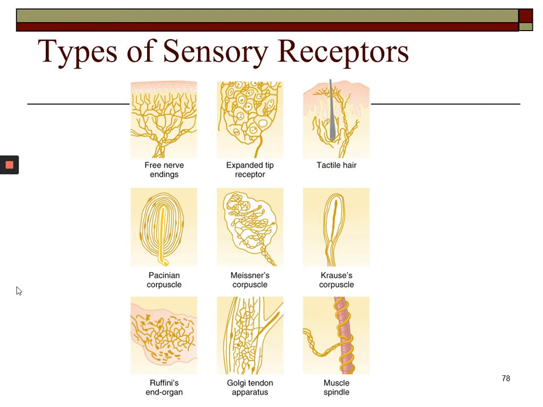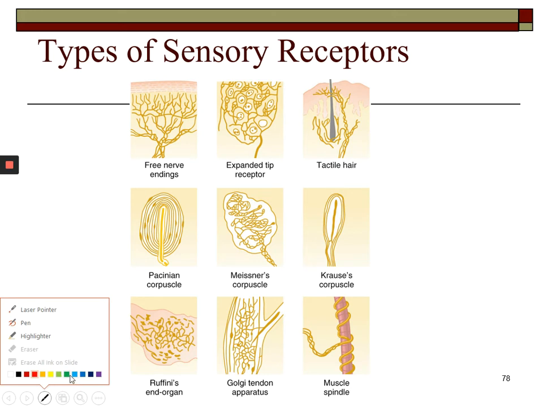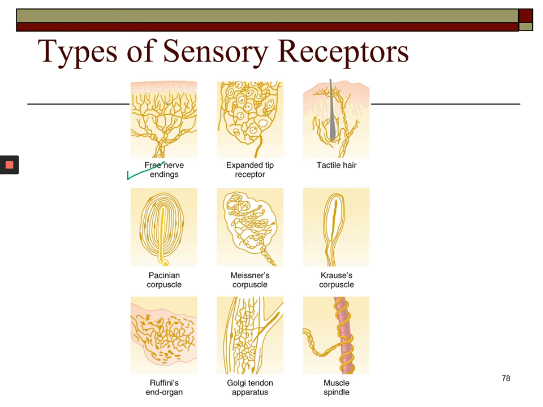Let's see, here are the receptors. As you see here, these are the receptors called free nerve endings, found just under the epidermis. Usually these might detect touch, might detect pain, might detect pressure. Expanded tip receptors are called Merkel's discs. Merkel was the first one who described these.